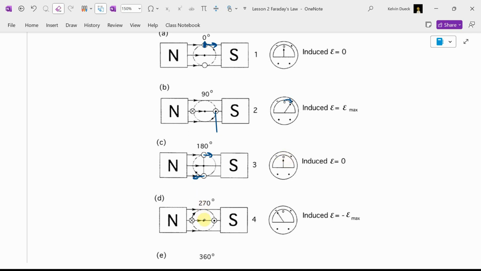What about in picture D? Well, in picture D, we have a similar situation to picture B, but the sides have flipped. What was on the right is now on the left. And so if you were measuring the voltage, you would measure a negative voltage. You would measure the current had flipped directions relative to your voltmeter or to your current meter.